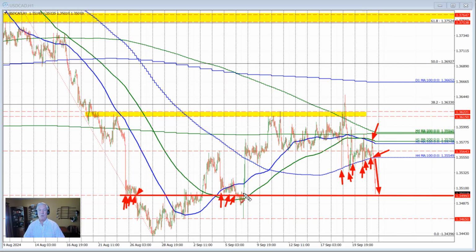This is the employment day in the U.S. That causes volatility through here. So we are moving back down toward that level around the 135 level, and that's going to be the next key barometer for both buyers and sellers.